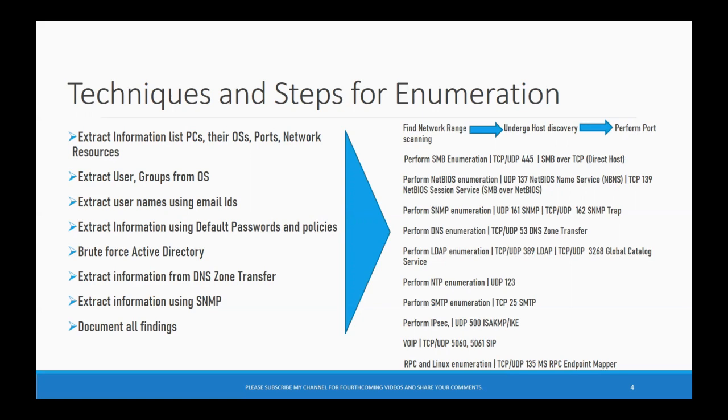Now next one is Global Catalog Service. Port number used is 3268. This service helps Active Directory to maintain the object list and attributes. All right. The next one is NTP, Network Time Protocol enumeration, to find out the time servers and all. The port number is 123, UDP.